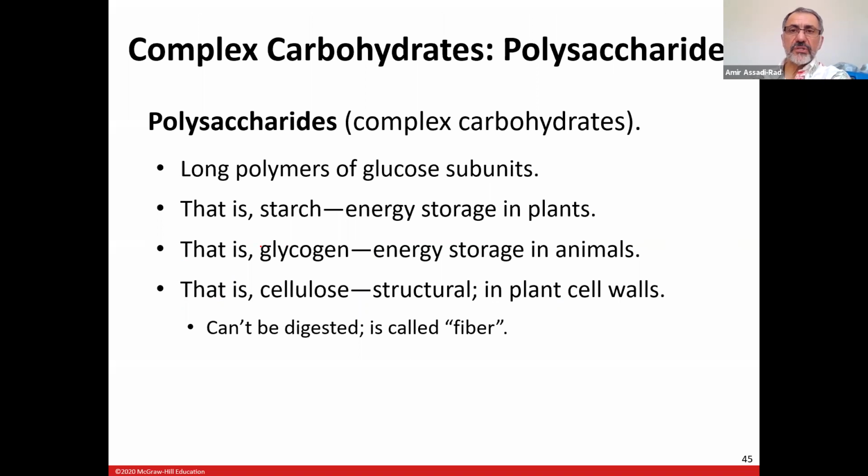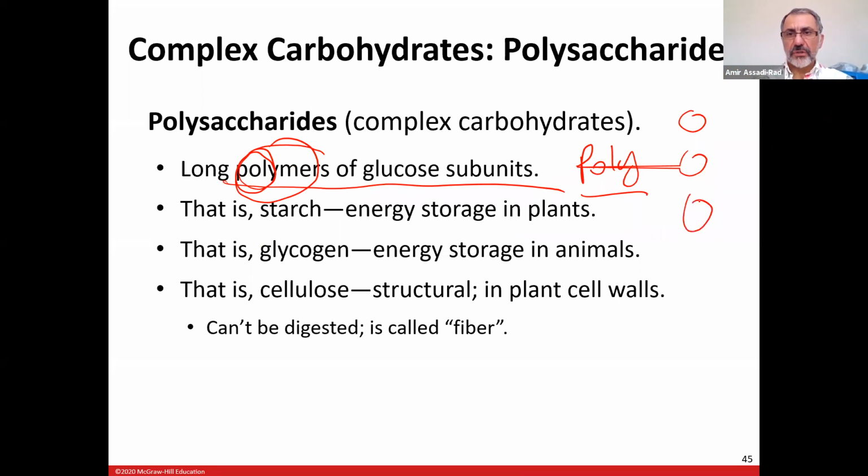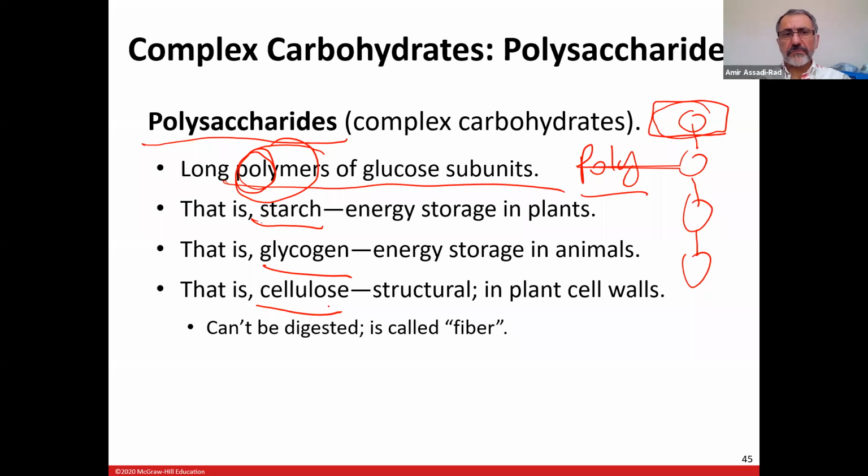So polysaccharides are molecules that have more than two. It's a long polymer of glucose subunits. A polymer, poly means many, right? You guys know this, poly means many. So this is a sugar molecule, sugar molecule, sugar molecule, sugar molecule, and they are combined together, and then this is a polymer, okay? So a monomer, polymer, subunits, in this case the sugar molecule is a subunit right here. That is starch. Examples of polysaccharides are starch, glycogen, and cellulose, very common on Mother Earth, on the surface of the Earth, anywhere in the ocean, in the sea, on Earth.